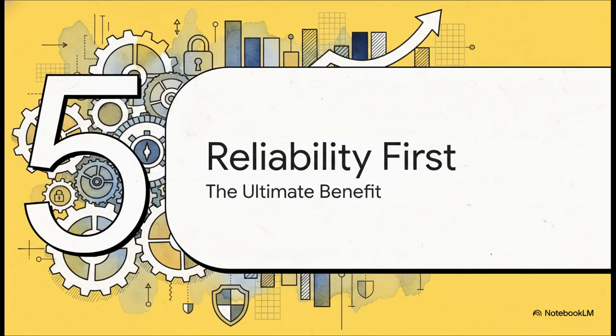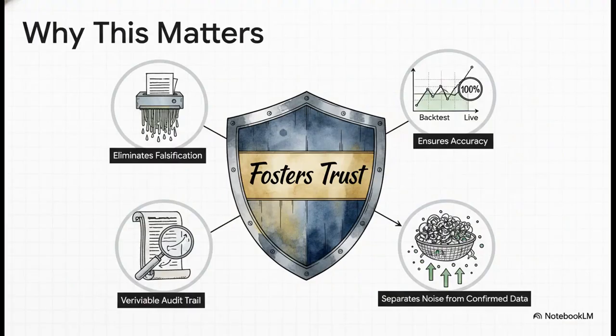Okay, so let's bring this all together. What is the ultimate benefit, the ultimate takeaway from this entire approach? It's really about a shift in priority, moving away from trying to be perfectly predictive to being completely and utterly reliable. So why does any of this really matter? Well, for one, it completely eliminates data falsification. It guarantees that your backtesting results are 100% accurate reflections of what would have happened live. It creates an unchangeable audit trail. It separates all that speculative noise from actual confirmed data. And maybe most importantly, it fosters genuine, verifiable trust in the tools you're using.